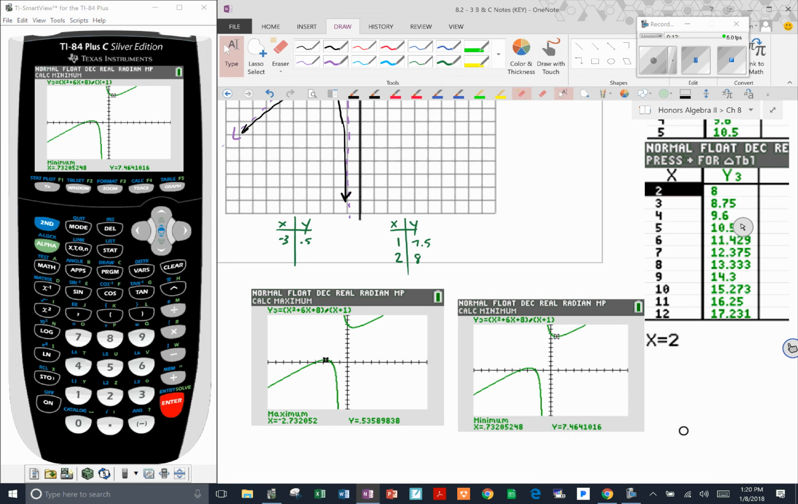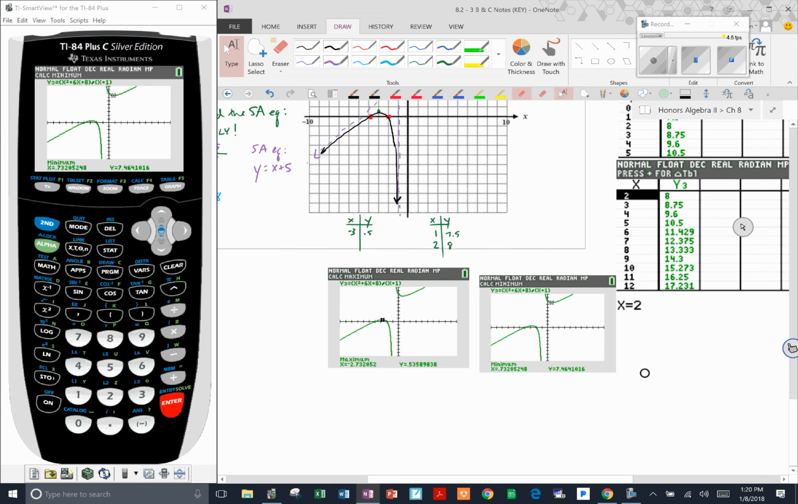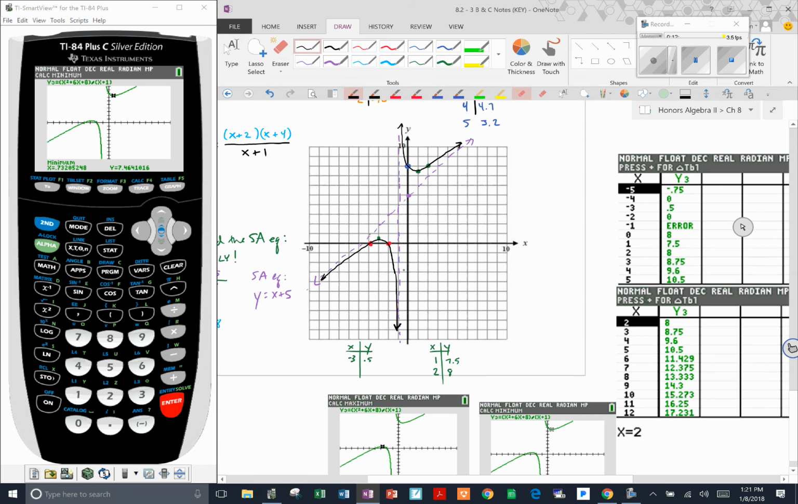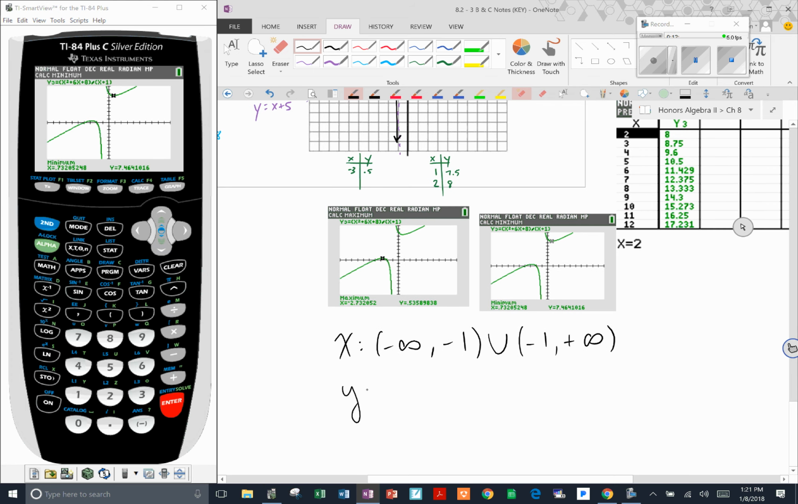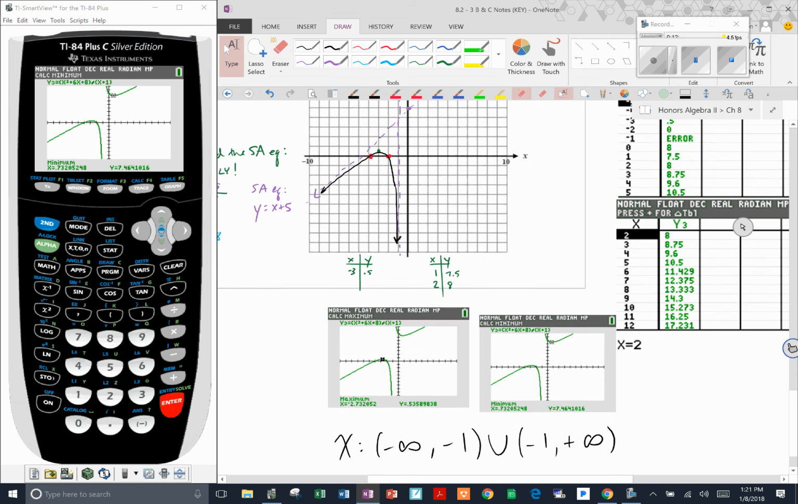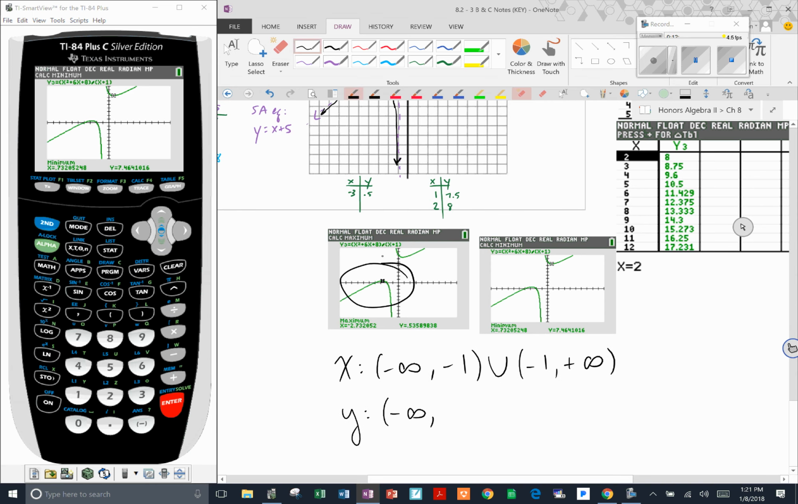Okay, so first let's talk about domain. The domain of this function is all real numbers except for where that vertical asymptote is. So the domain is all real numbers but -1. The range is going to be all real numbers from -infinity up until this guy right there, up until that local maximum. Okay, these are called extrema. So we're finding the two local extrema here.